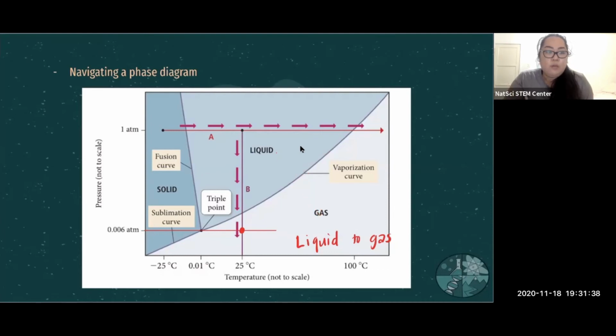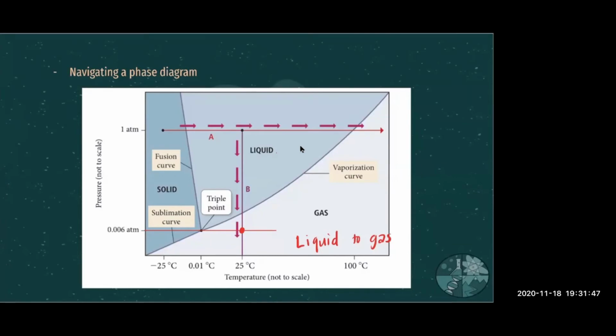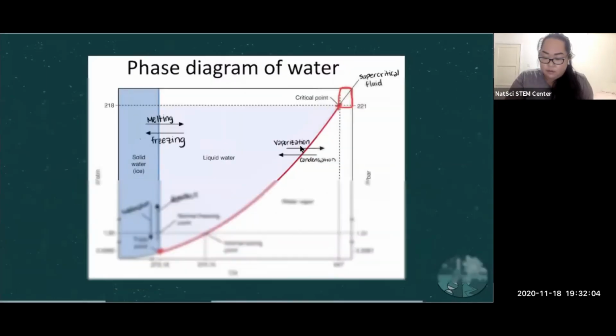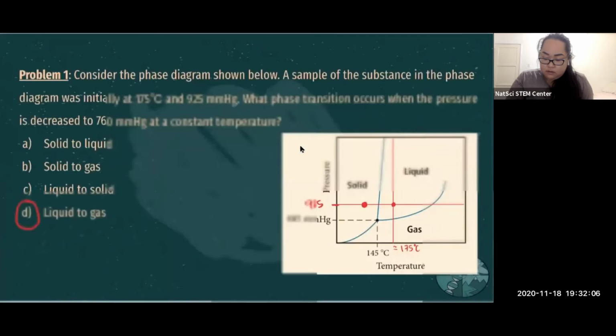Earlier, what we were labeling were phases. We weren't labeling the specific name of it, just what phases it is between. So this would be a sublimation curve, from a solid to a gas. Fusion is when it's melting, so it's between a solid and a liquid. So you can name these curves.